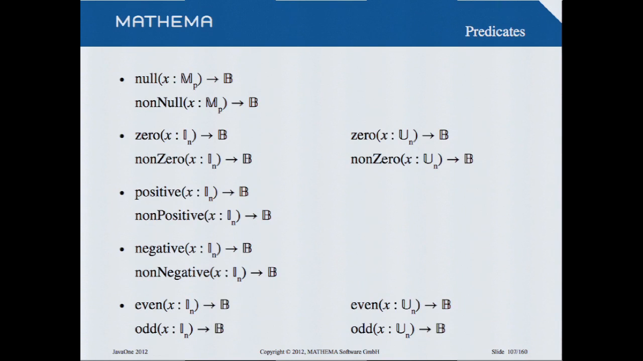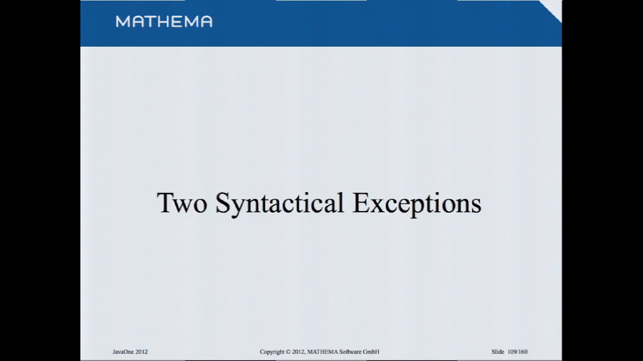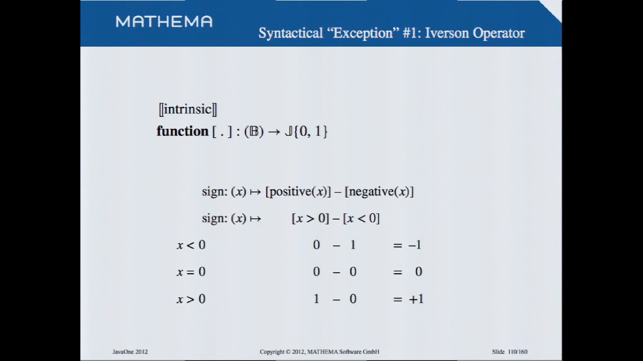These are the predicates you can use on the relations like equal, less, greater than, and so on. There are two exceptions. The use of operators is only allowed in two cases. The one is the Iverson operator, which allows you to have a Boolean expression, a condition, and it gives you the proper bit. So for example, if you want to know if there's an overflow and you have a Boolean condition, do I have an overflow or not? Then you get 0 for false and 1 for true.